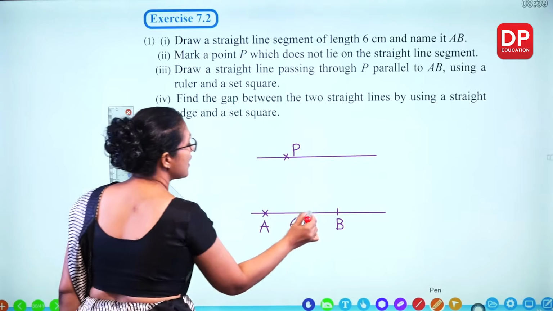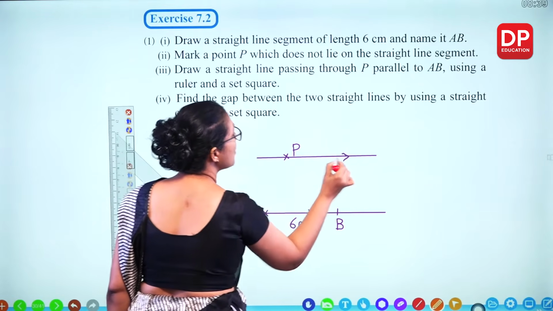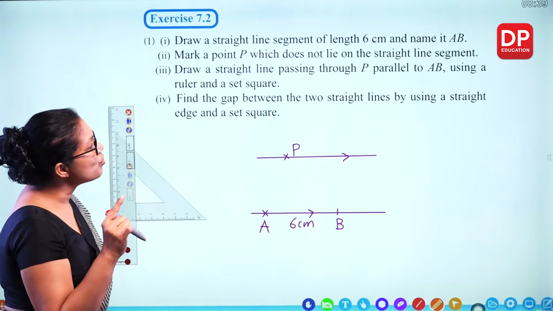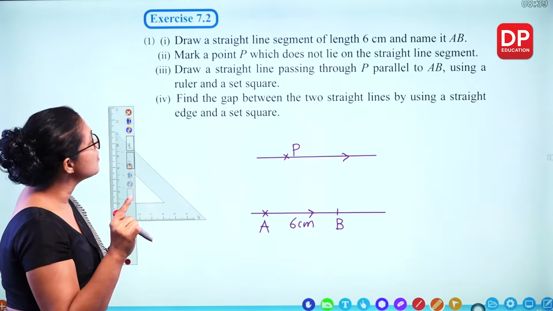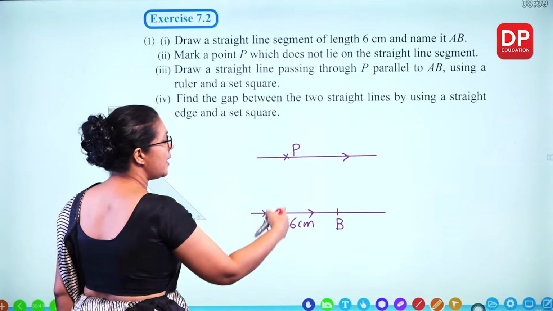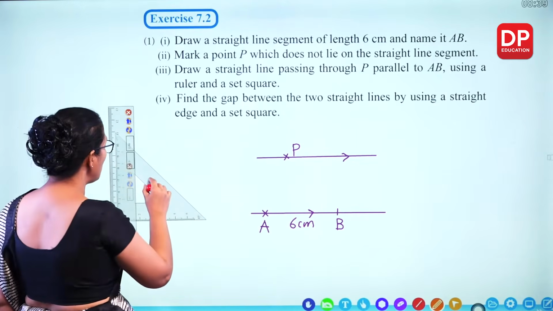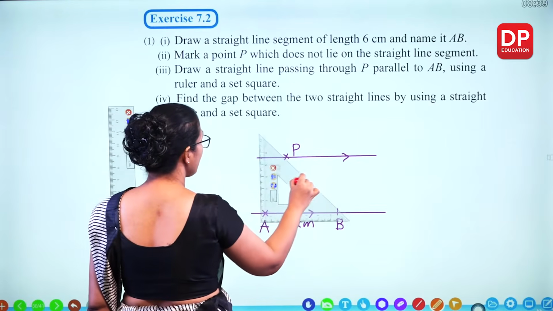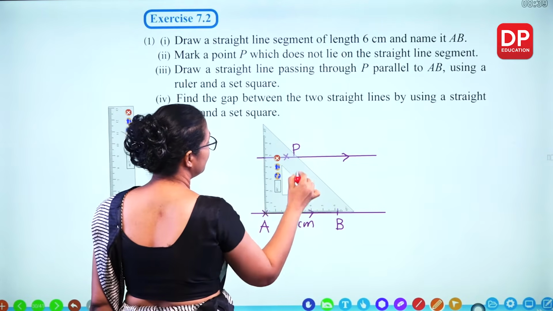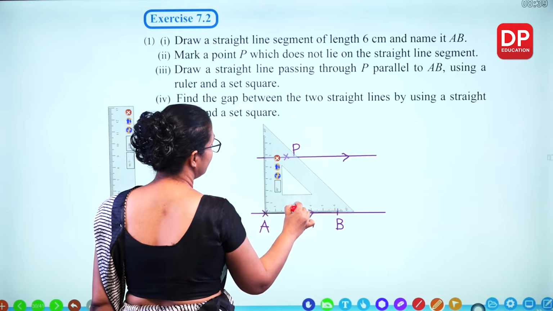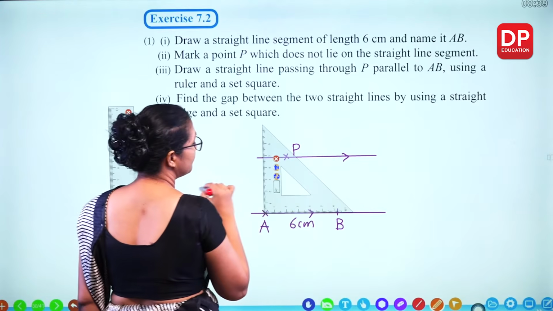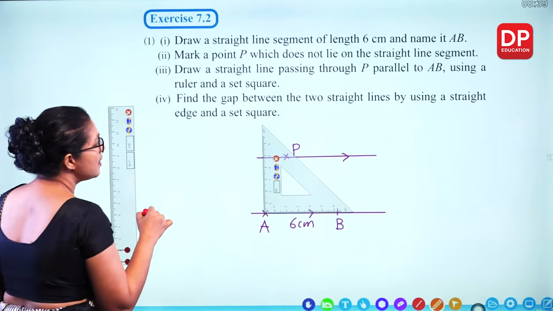So we can say this line is parallel to this one. Then what you do? Find the gap between the two straight lines by using a straight edge and a set square. So we need the perpendicular distance. So what we do? You take the set square and then you can measure.